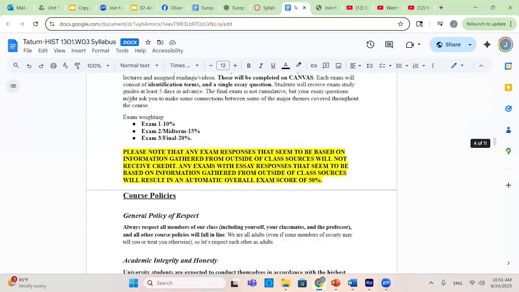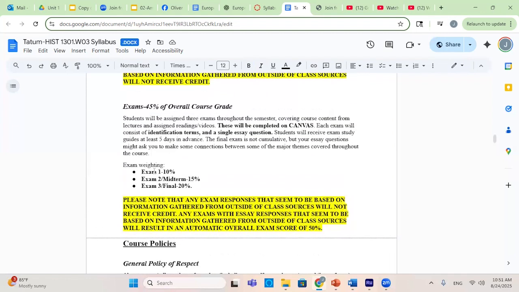But I've weighted these in a way to help you out as well. The first exam's only worth 10%. The next one's a little higher, 15%. The final one's 20%. And the goal there is, as you're going through the class, getting more comfortable with the class, scores are counting a little higher, right?